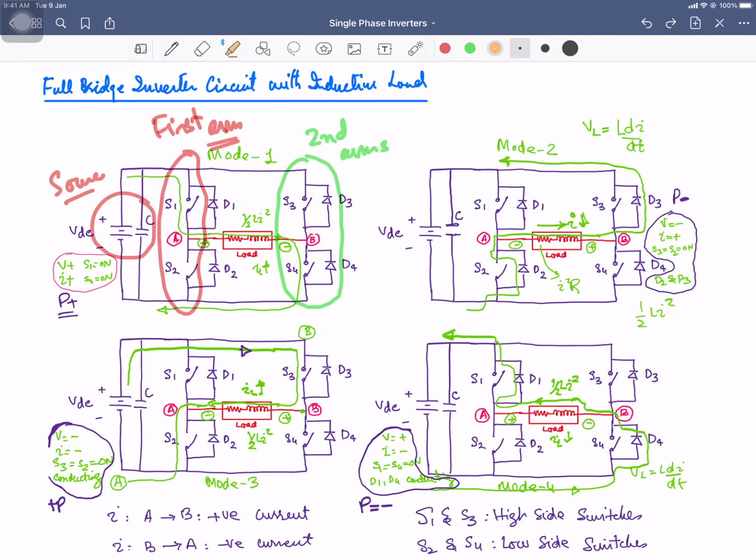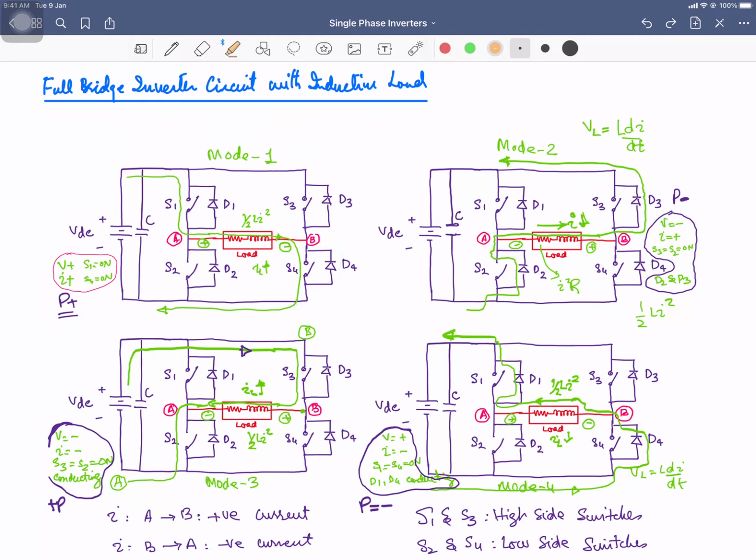Now let's look at the operation of this one. We have four switches over here. First of all, S1 and S2 are two complementary switches. S1 and S2 means when you turn on S1, you cannot turn on S2. And these two switches, S3 and S4, are the switches of this arm and cannot be turned on together. If you turn on S1 and S2 together, there will be a short circuiting of the source. Similarly for S3 and S4, if you turn them on, there will be a short circuiting of the source.